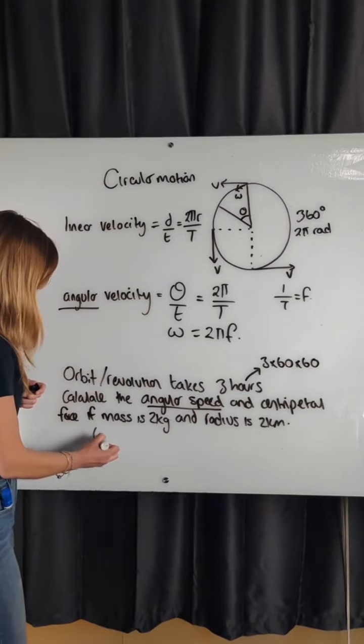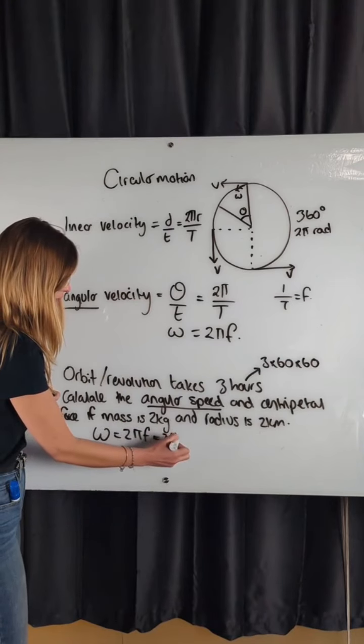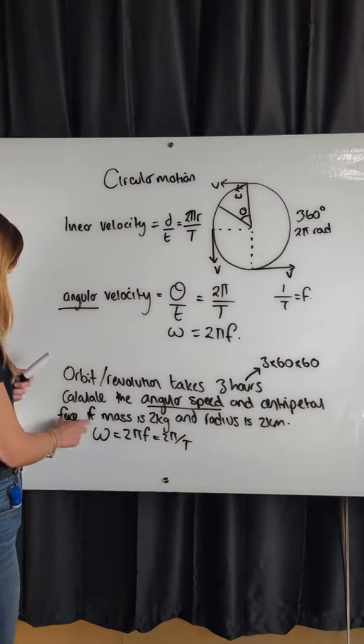It says calculate the angular speed. So I want that w, the angle it goes through in a given time, which I know is either 2 pi times the frequency, or I can write 2 pi over the time period. I want to know the centripetal force.